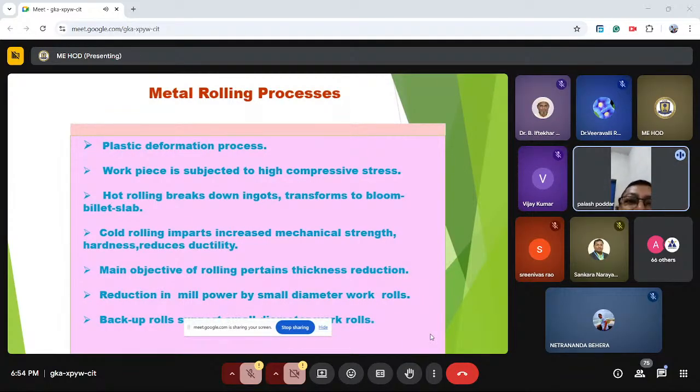This metalworking process is basically a plastic deformation process. The workpiece is subjected to a very high compressive stress, because there will be several rolls, maybe a 2-high rolling mill, maybe 4-high, maybe 6-high, maybe a 20-high Sendzimir mill. When load is applied on the rolls from both sides, the deformation takes place on the workpiece itself, and we can see that the workpiece is subjected to very high compressive stress.